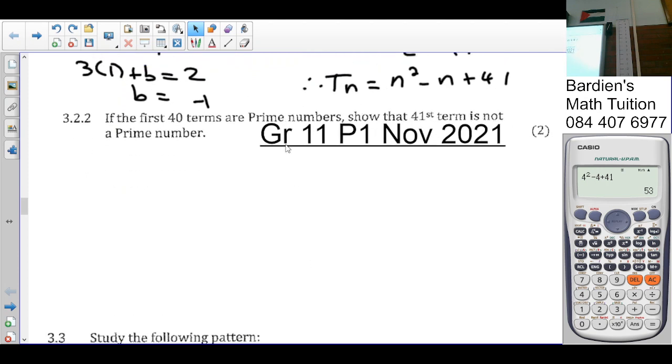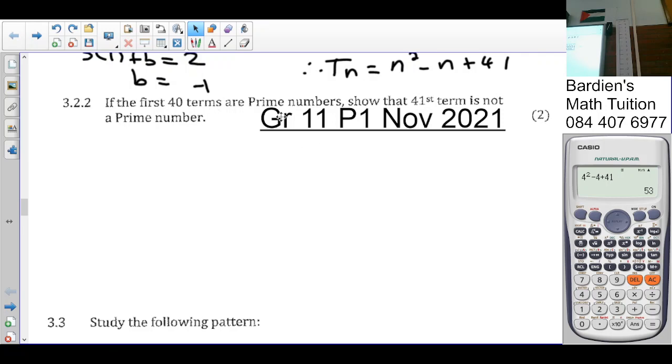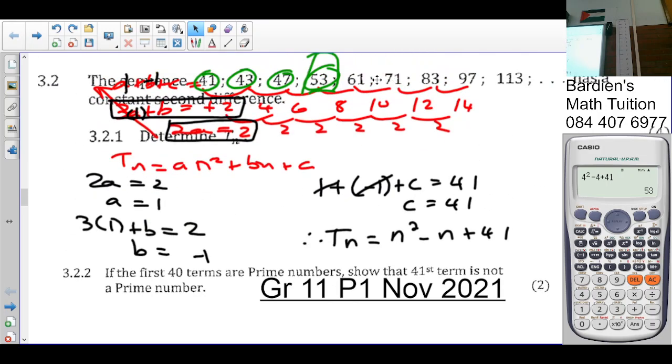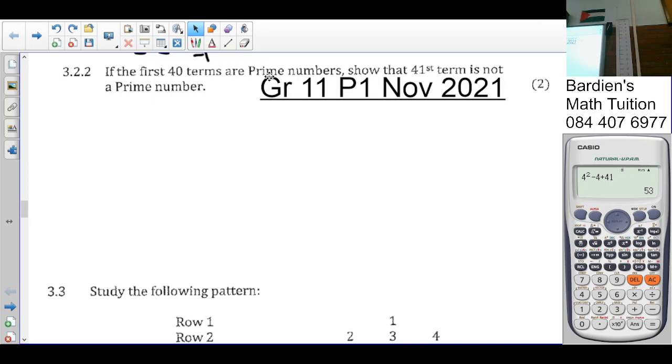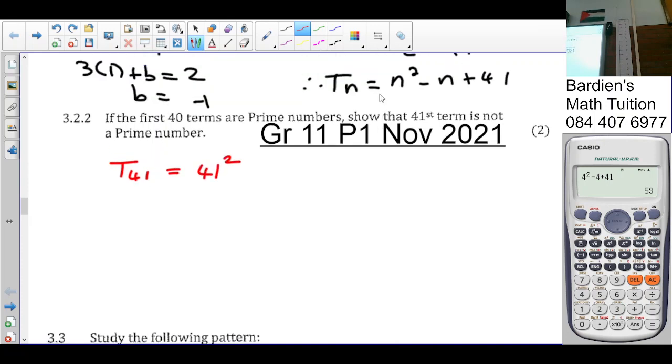Then in the next question we are told that the first 40 terms are prime numbers. As you can see, all of these are prime numbers, as shown earlier. Show that the 41st term is not a prime number. So we're going to try and prove that. Let's see what's happening at term 41. It's going to be 41 squared, wherever I see an n, I put the 41, minus 41 plus 41.